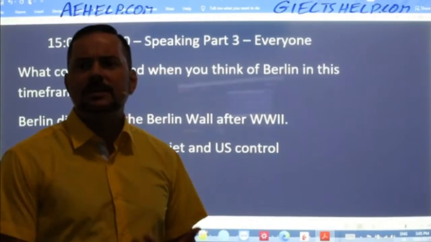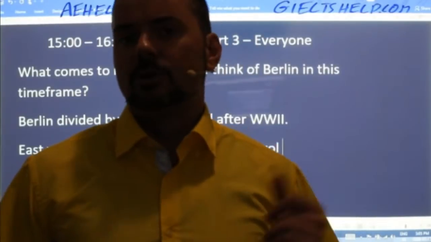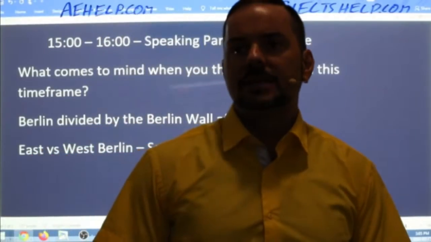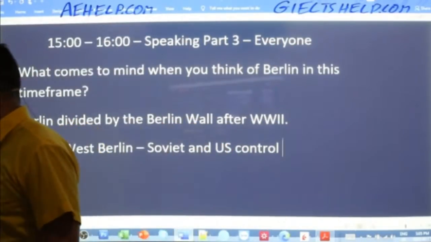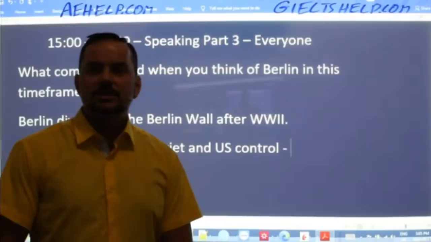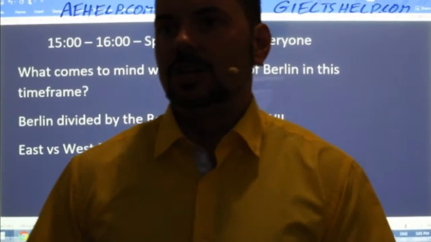And what else did that mean? What does that mean that East Berlin was controlled by the Soviets? It wasn't just controlled by these two powers, but it was controlled by different kinds of ideologies. What were the two different ideologies that occupied it?